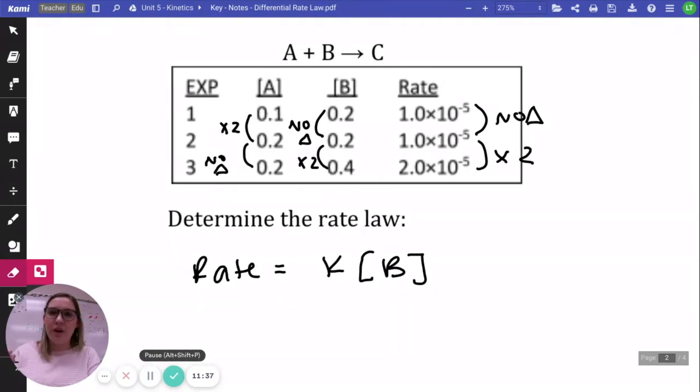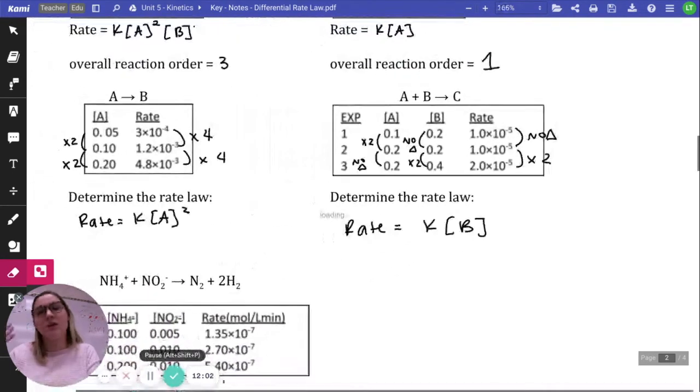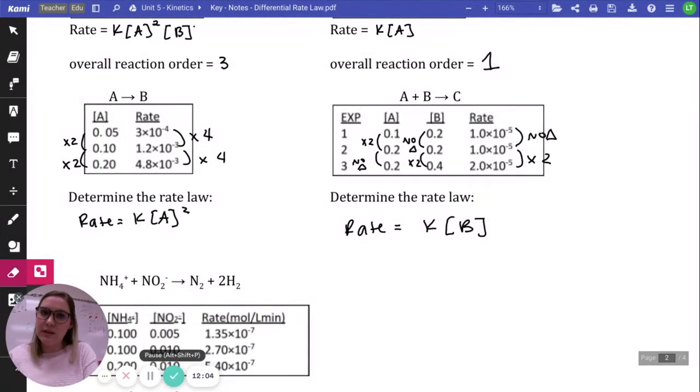And then for our problem number 4, as our concentration of A doubles, our B doesn't change, and our rate doesn't change. So A is going to be a 0 order. And then A doesn't change from trial 2 to trial 3. B doubles, and our rate doubles. So rate is equal to our K value, our rate constant, times the concentration of B to the first power. Once again, we don't have to write that.